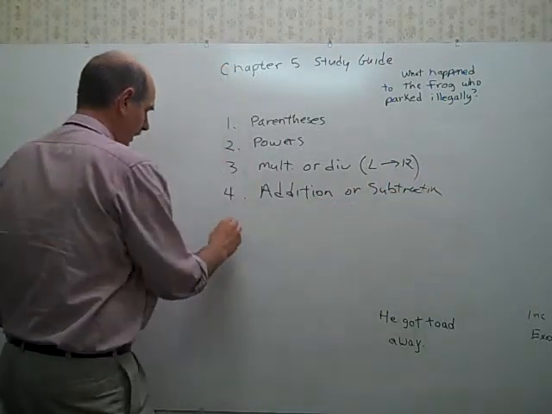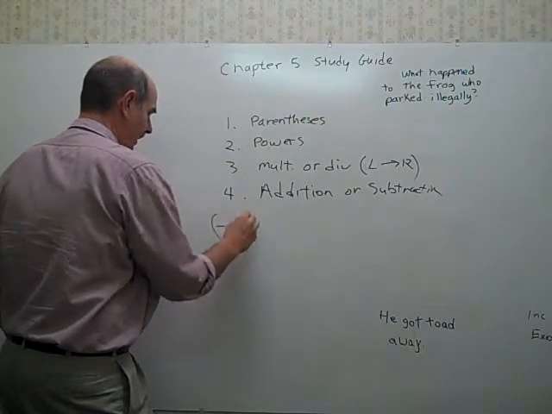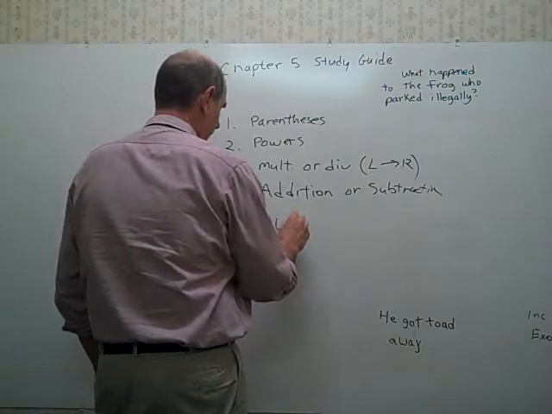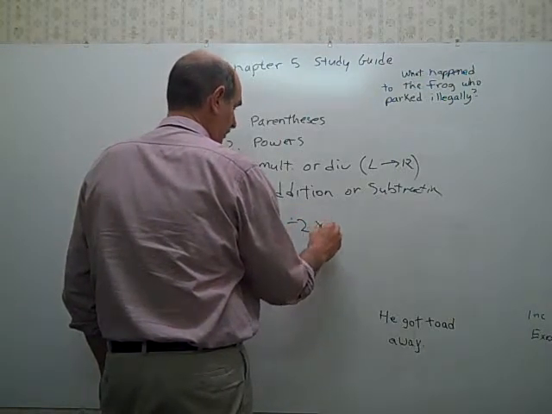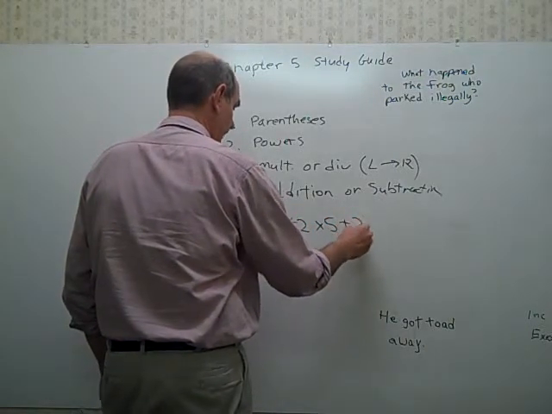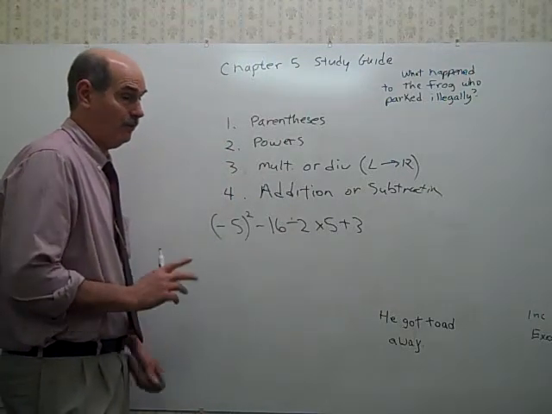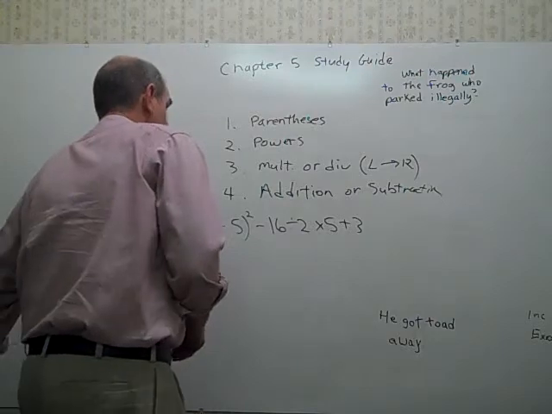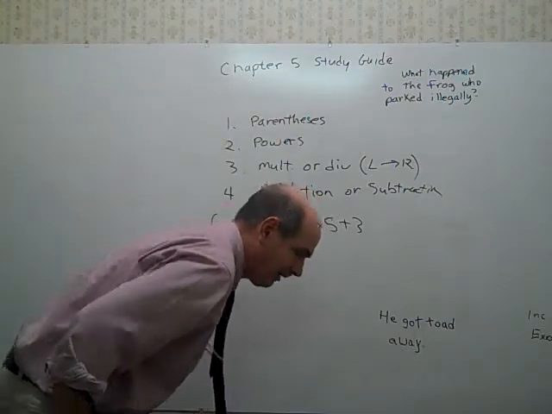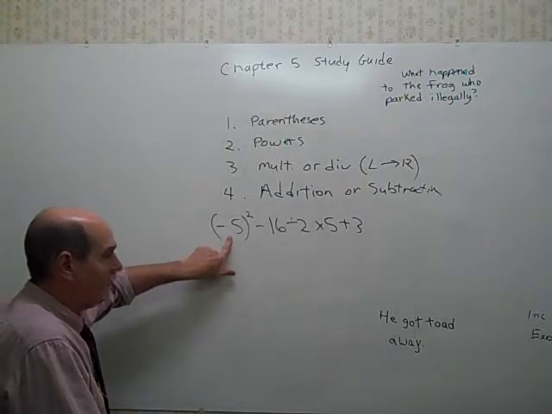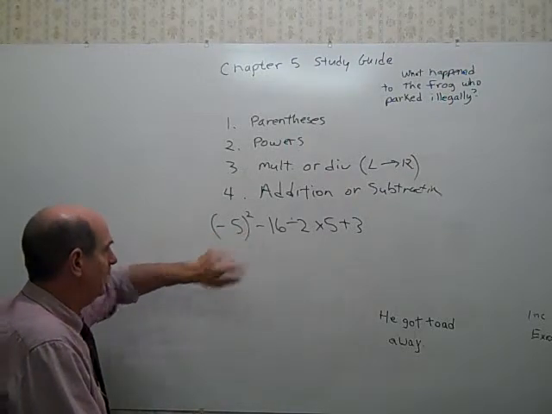Okay, so let's see how this applies to negative 5 to the second power minus 16 divided by 2 times 5 plus 3. There's lots of traps in this problem. If you don't follow the order of operations, you won't get it right. So we see something like parentheses, but really all this is showing is that we want to take negative 5 and multiply it by itself 2 times.